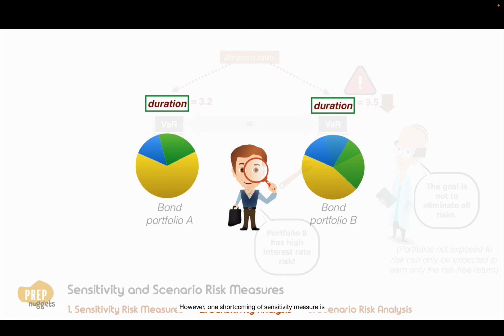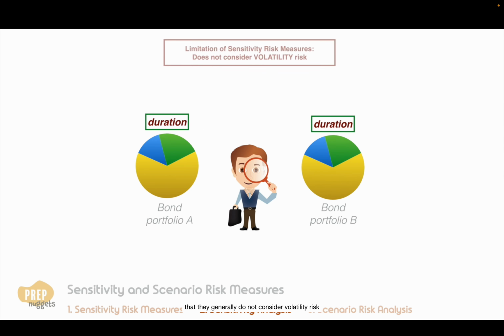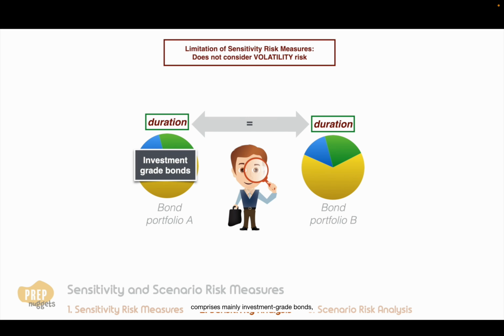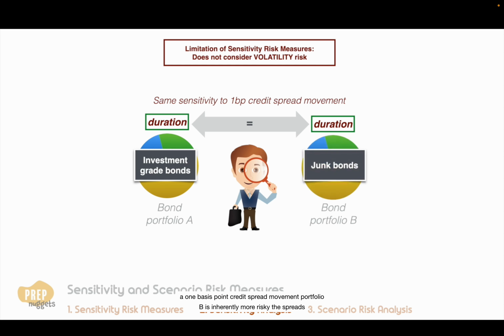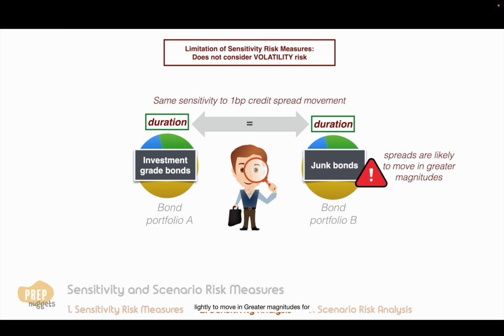However, one shortcoming of sensitivity measures is that they generally do not consider volatility risk. Using the example of two bond portfolios again, let's say this time the two bond portfolios have the same duration. However, Portfolio A comprises mainly investment-grade bonds, but Portfolio B comprises mainly junk bonds. While they both have the same sensitivity to a 1 basis point credit spread movement, Portfolio B is inherently more risky as spreads are likely to move in greater magnitudes for junk bonds in response to the same stimulus. The duration measure fails to capture the volatility and standard deviation risk of the portfolio.